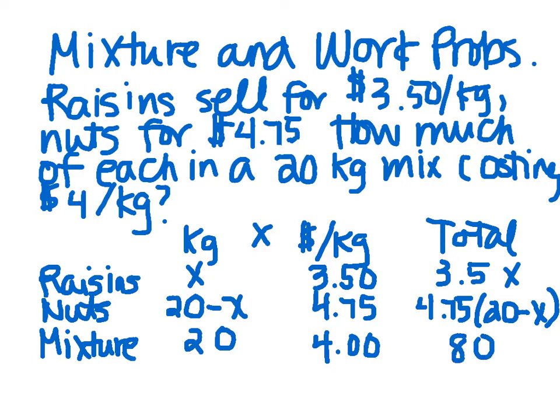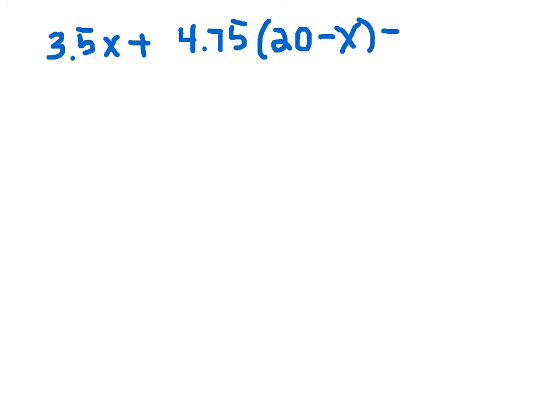Unfortunately, I have to turn the page, but before I do, let's just take a look. If this is the cost of the raisins, and this is the cost of the nuts, and we want it to cost $80, it's pretty clear what our equation should be. The cost of the raisins, 3.5x, plus the cost of the nuts, 4.75 times 20 minus x, equals the total cost, which is 80. You all know how to do this equation.